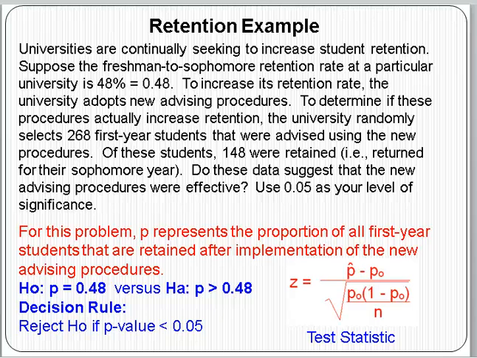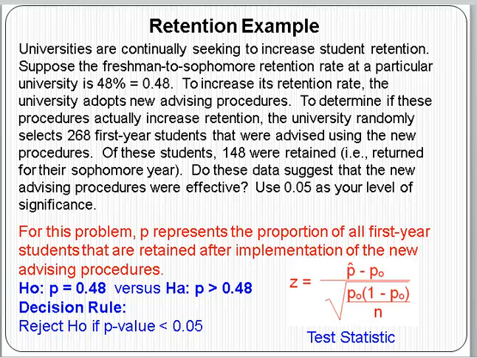To increase its retention rate, the university adopts, say, new advising procedures. To determine if these procedures actually increase retention, the university randomly selects 268 first-year students that were advised using the new procedures, and of these 148 were retained. Do these data suggest that the new advising procedures were effective? And again, effective meaning that they increased the retention rate over the traditional rate of 48%.